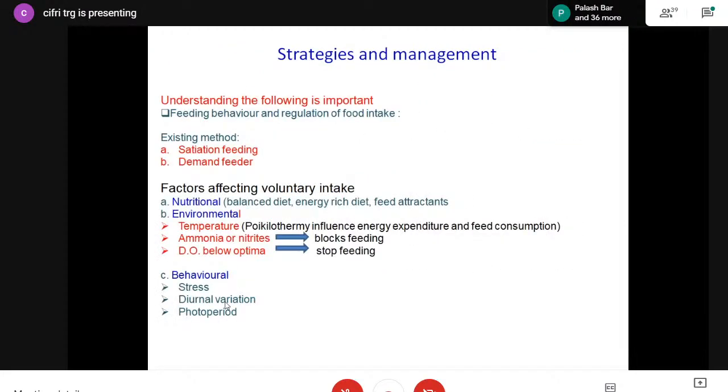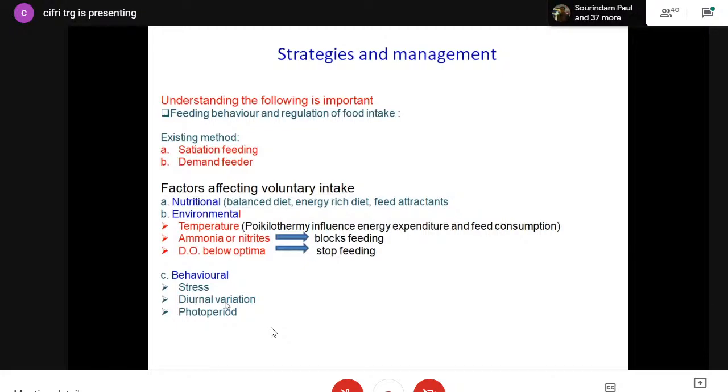And before we enter into the subject of feed and feeding, we have to understand feeding behavior and the regulation of food intake, because there are several kinds of feed available. Some are mash feed, some are sinking pellets, some are floating pellets, some are granular form, and the fish may be carnivore or herbivore. And some are bottom feeders, some are column feeders, some are surface feeders. So unless we understand the feeding behavior, we cannot precisely provide them the right kind of food.